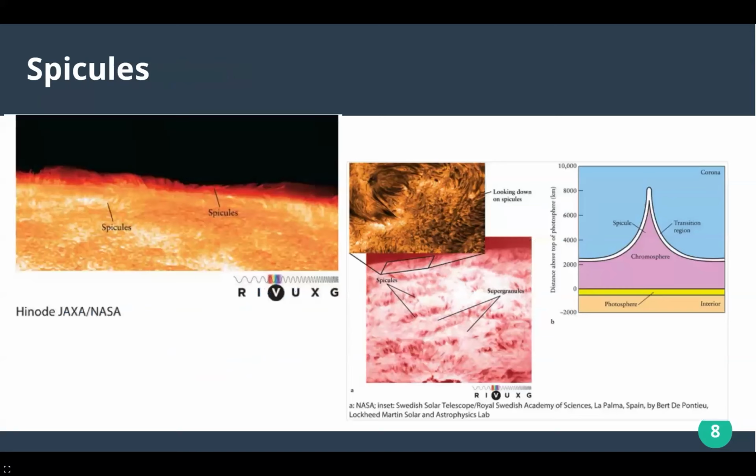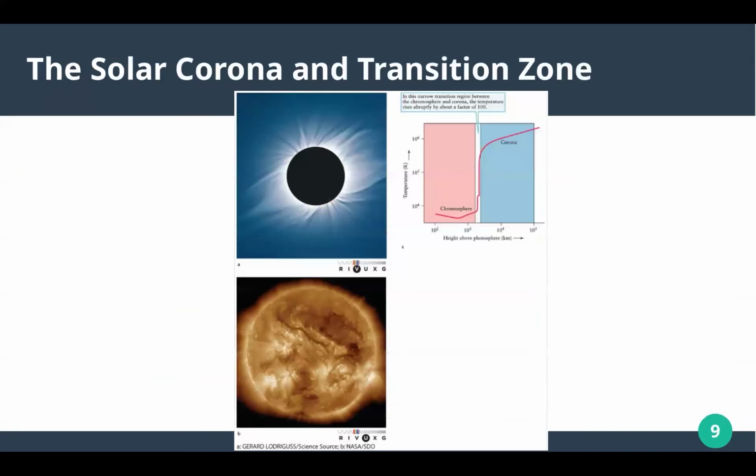So we can see here, these are the spicules that are jetting up, and this is the diagram showing the process that we were talking about earlier. The solar corona is an outer layer of the sun where the temperature goes from about 10 to the fourth in the chromosphere over the course of a transition zone, which isn't that thick, to about 10 to the sixth, or 1 million Kelvin, at the side of the corona.